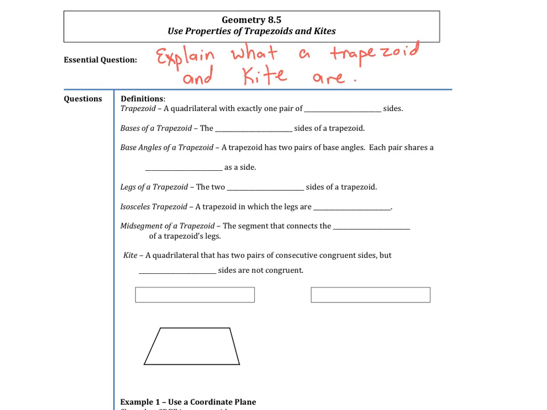All right, so 8.5, we get into other quadrilaterals. We're going to start talking about what a trapezoid and a kite are. So a trapezoid is a quadrilateral with exactly one pair of parallel lines.